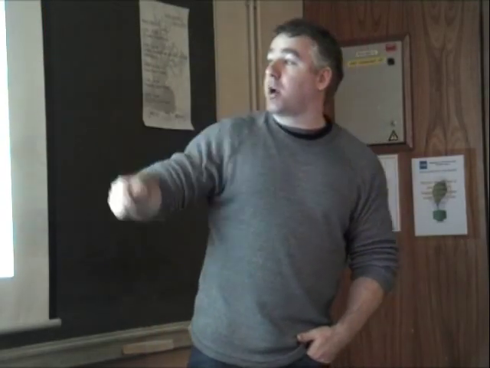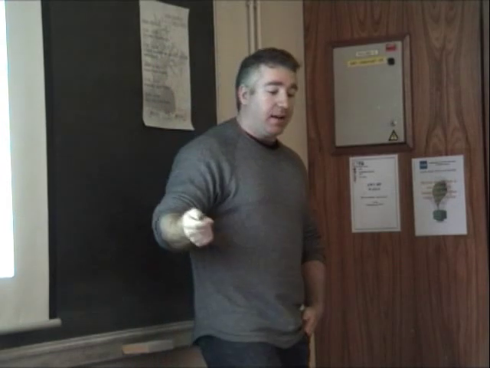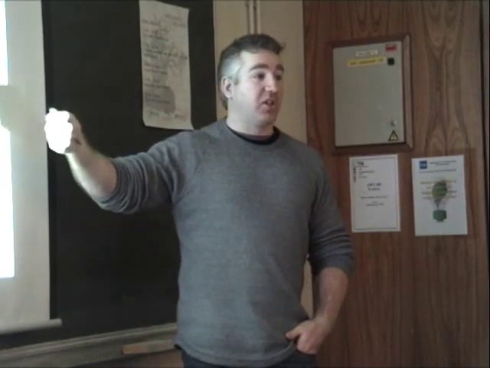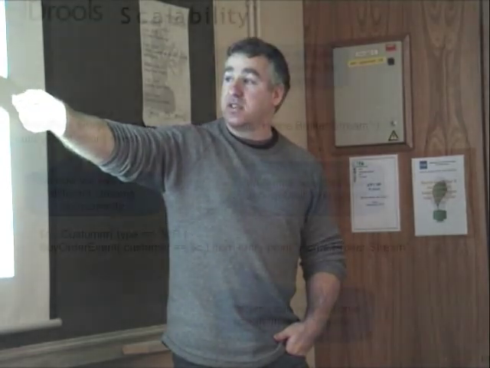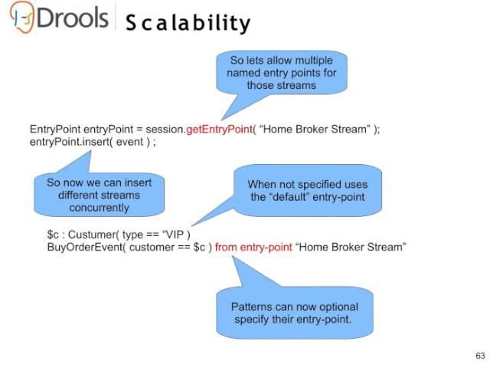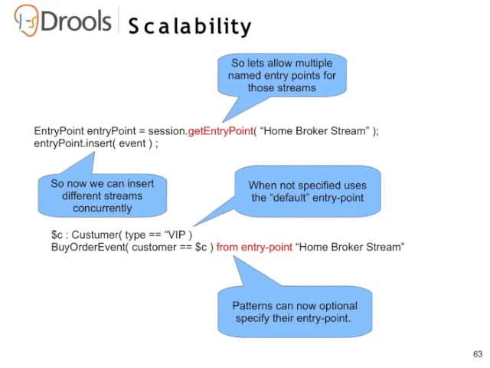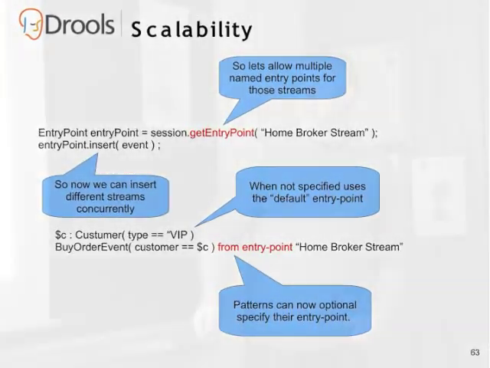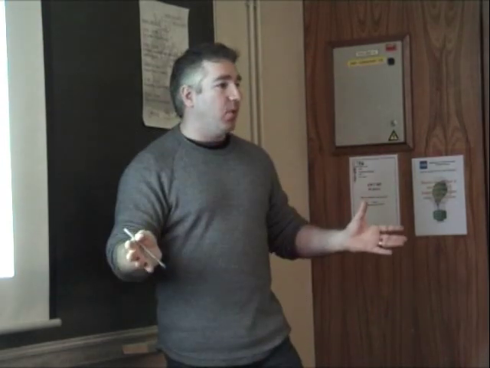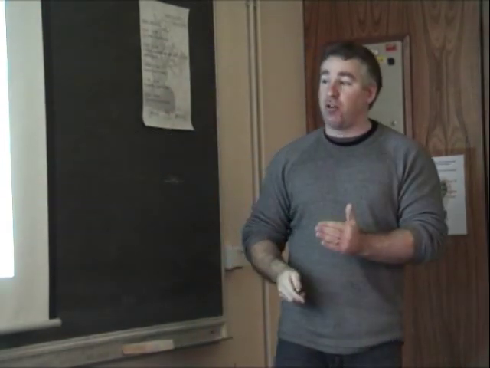So here we have the home broker stream. That would be connected up to JMS or HTTP or whatever you want, and I have a little producer-consumer which will effectively insert it into this named entry point. So that's on the API side. On the language side, we can now have a pattern from an entry point. What it means is this pattern doesn't filter everything that's in the working memory. It only filters stuff that's on this stream.